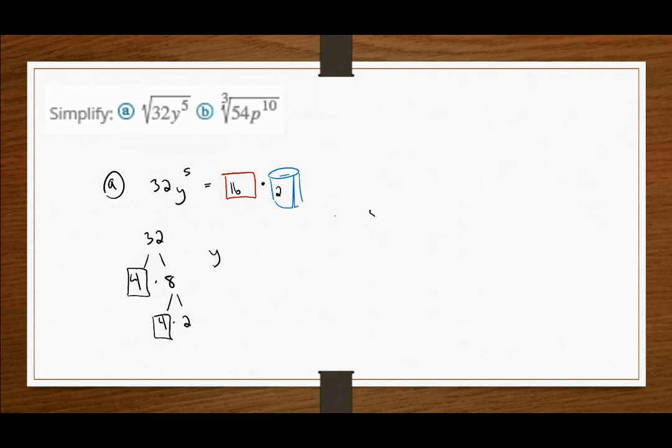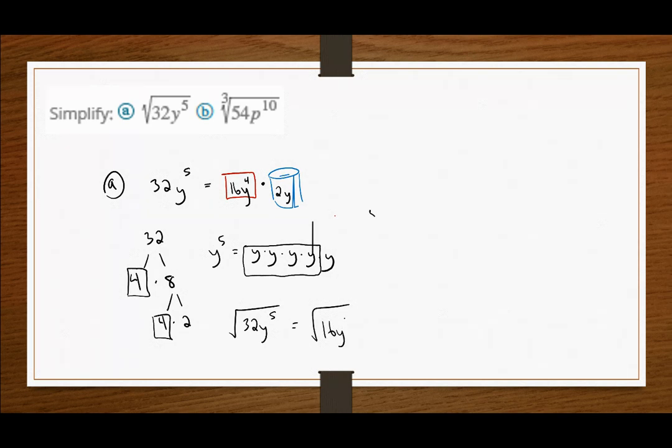For y to the fifth, again, if we want to factor it, we can think about it in terms of this expanded form and recognize that a perfect square would be represented by at least 4 of these y's duplicated. So y to the fourth is my perfect square factor, and y gets thrown in the trash. Now we've identified the largest perfect square factor and the non-perfect square factor of this expression. So when we go to find the square root of 32y to the fifth, we'll split it up into two parts: the square root of 16y to the 4th times the square root of 2y.